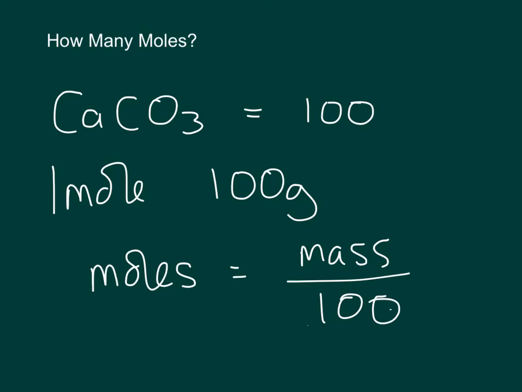So, if we had, for example, 28 grams of calcium carbonate, then the number of moles would be 28 divided by 100 equals 0.28.